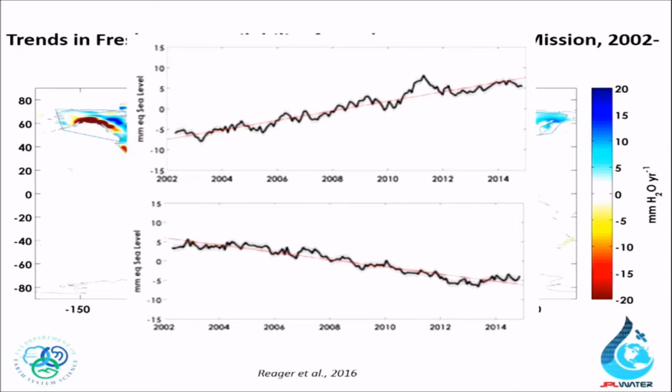And this is a paper that came out earlier this year. So we just took all the wet areas and looked at the trend, and all the dry areas and looked at the trend, and that's that negative trend.